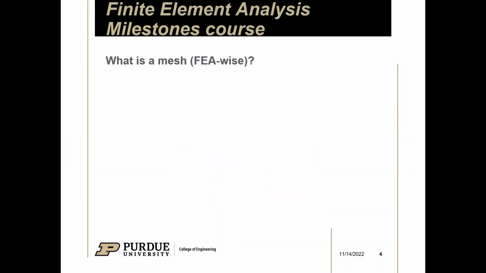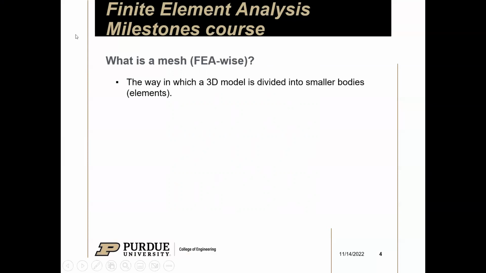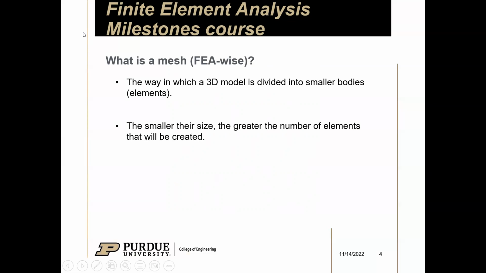So, going back a little bit, going over what a mesh really is, FEA wise. A mesh is basically a way to divide a model, a 3D model specifically, into smaller bodies or elements, as they're called specifically in Fusion. The goal of this is to be able to run calculations on those specific elements. And the smaller the size of the mesh, the greater the number of elements there will be. But this also has a downside: it'll take longer to run the simulation.